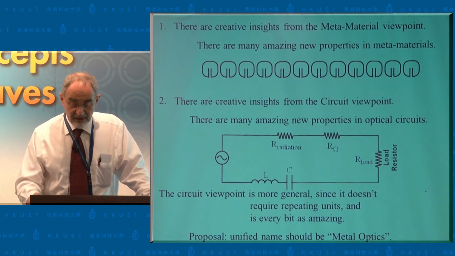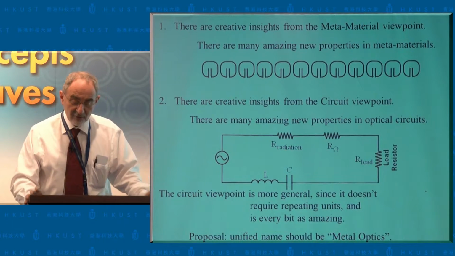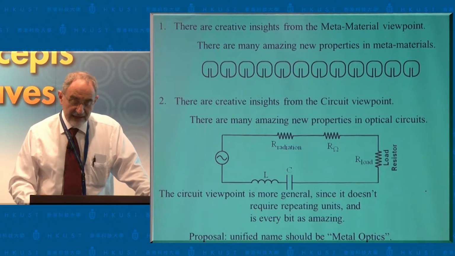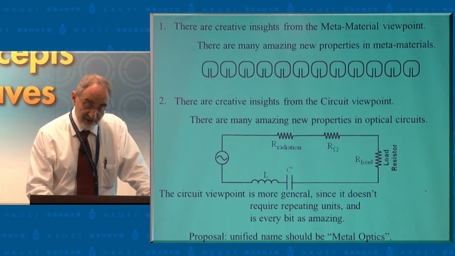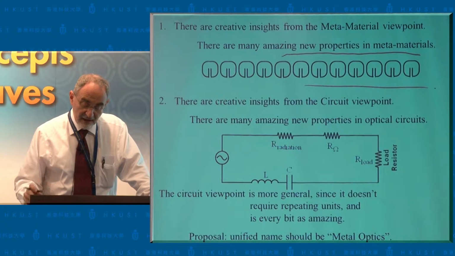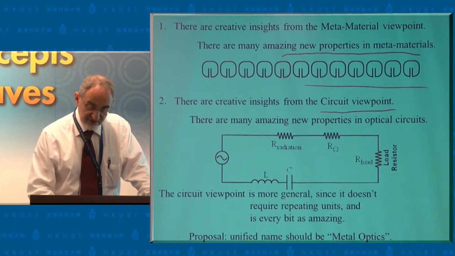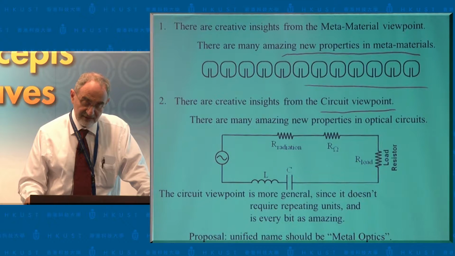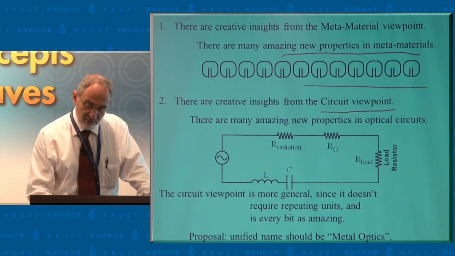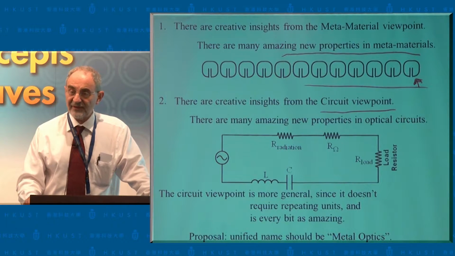Now, I know that I have stirred up some controversy here by questioning the metamaterial viewpoint. Let me just say that there are many amazing properties that emerge from the metamaterial viewpoint. But there is an alternate viewpoint, the circuit viewpoint, where you might see that this is the circuit diagram for an antenna. And if you squint, it looks a little bit like one of these elements, because indeed these elements are LC circuits. Every LC circuit is an antenna. And within circuits, there are also many amazing properties.